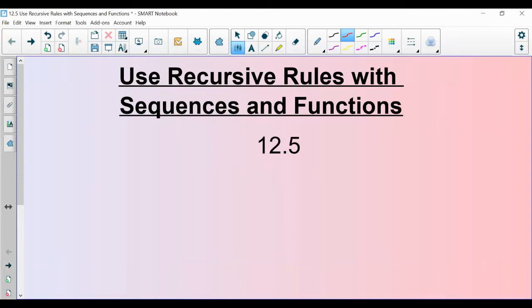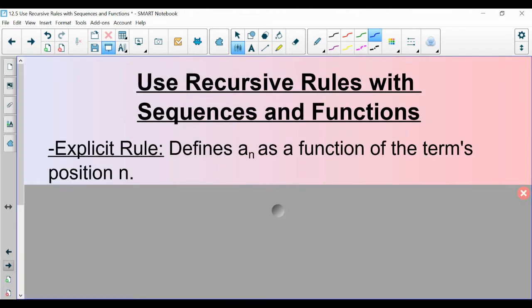Hello, Algebra 2 students. This is a lecture on using recursive rules with sequences. This is going to be a different unit than the rest of Chapter 12 because the way that we're defining our sequences has completely changed in Section 12.5. I'm going to go into more details on that here in a second, but first let's talk about some terms.